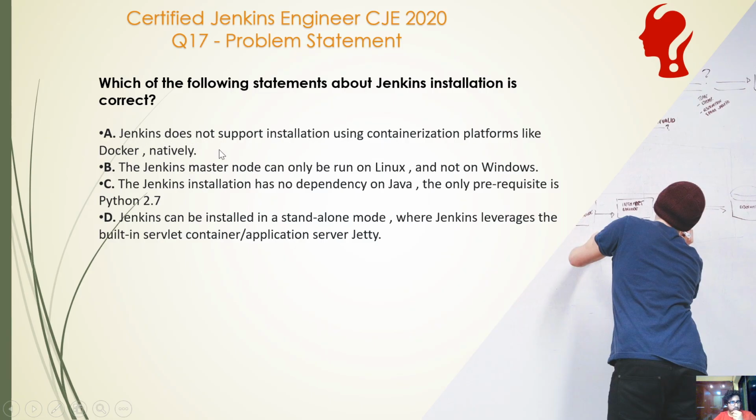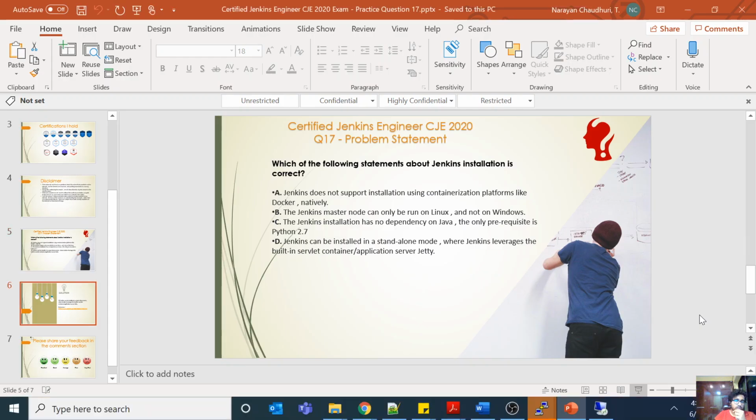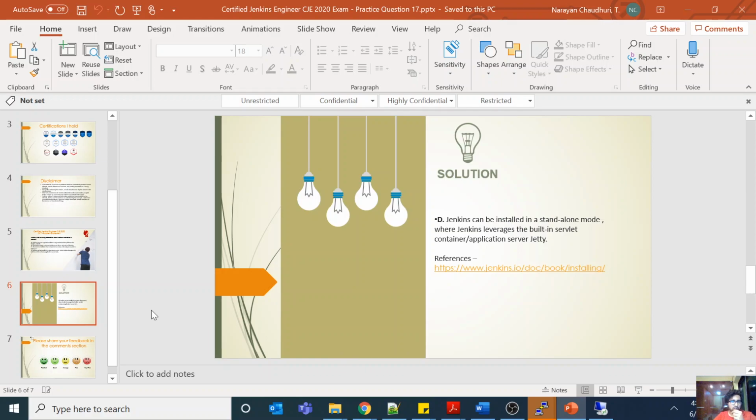So if you check the answers, you will see that the statement that Jenkins does not support installation using Docker is incorrect, as you saw, it's natively supported. The Jenkins master node can only be run on Linux, not on Windows: as you saw, it can be run on Windows, Linux, Mac OS, Docker, anything. C, it has no dependence on Java, the only prerequisite is Python: no, there's no dependence on Python as such. The actual main dependency is mostly on Java. And D, this is the correct statement. Jenkins can be installed in a standalone mode, where Jenkins leverages the built-in servlet container or the application server Jetty. So the answer is D.